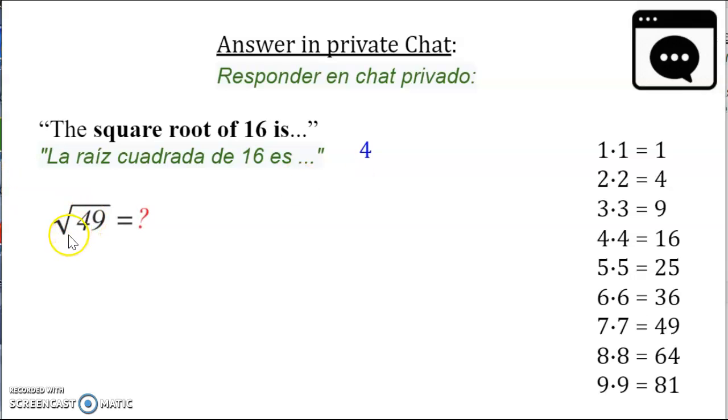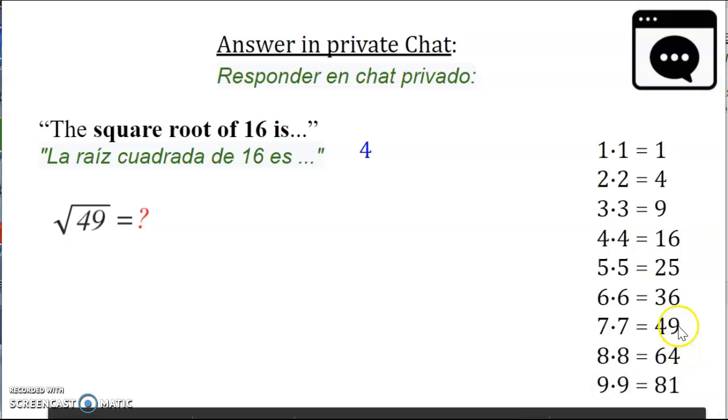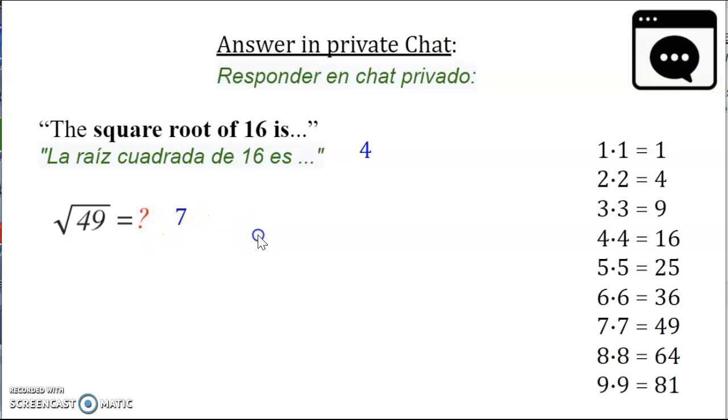What about the square root of 49? Okay, so this is the symbol for square root. What's the square root of 49? We're asking for the side length that, multiplied by itself, gives 49. Number times number is 49. Find your 49. It's 7 times 7. So the answer is going to be 7.